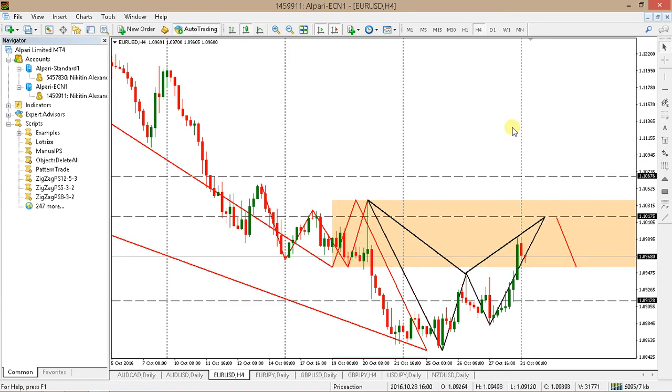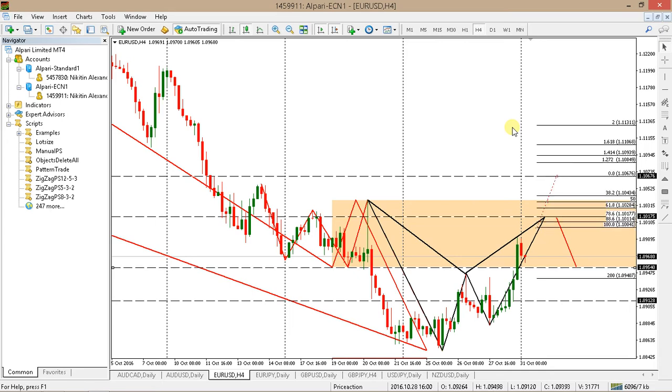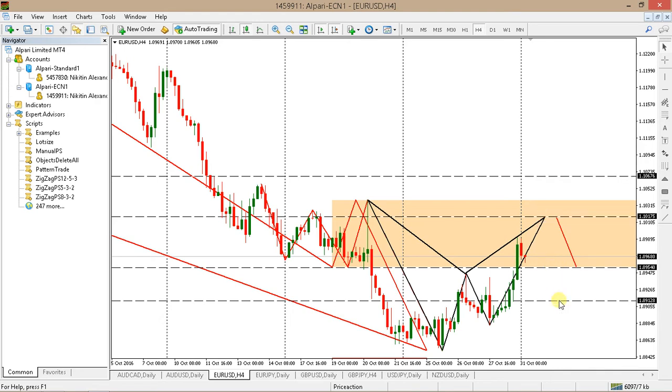Let me delete fibs. Oh, I have deleted those. The line as well. Okay, now the line stays. This is the bad formation. In those advanced formations, it is mandatory to have a stop loss above the most recent high. Or if these highs are very close to each other, above the two of them would be very nice.